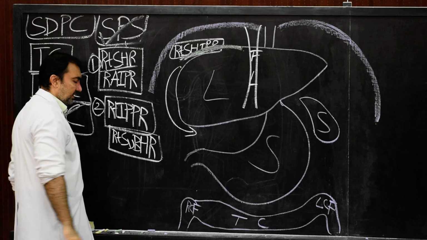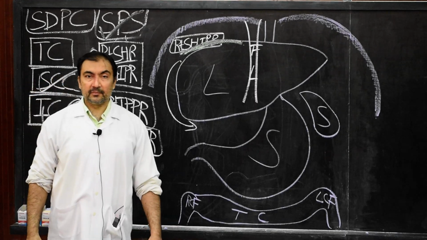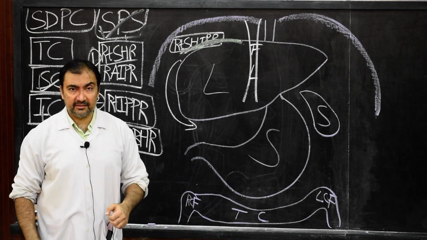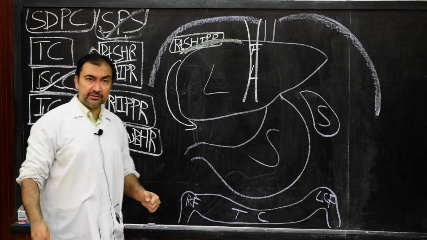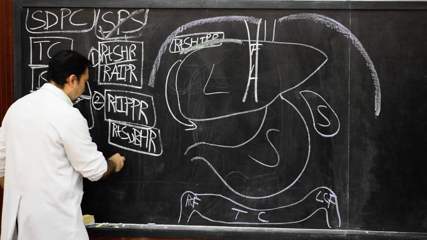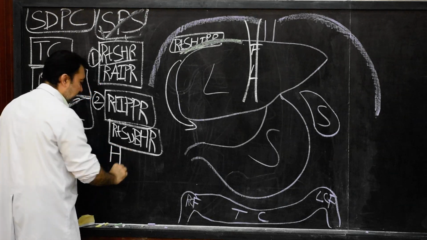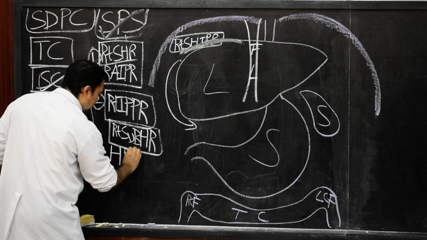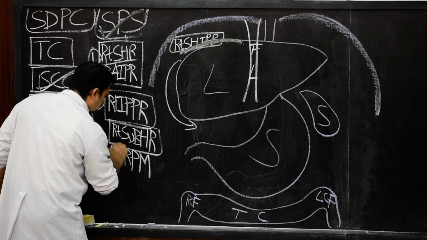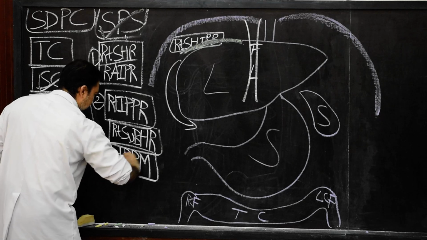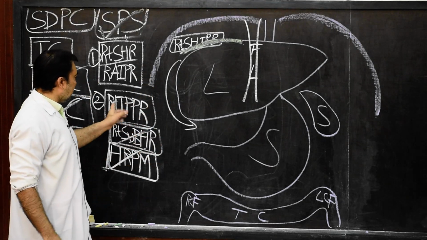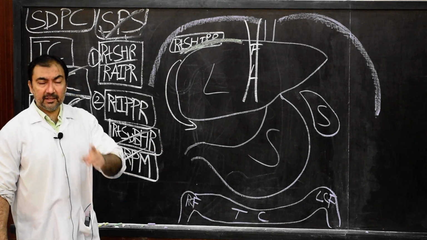The right subhepatic recess, or the right posterior intraperitoneal recess. This recess is also known as, now comes the most important terminology, the hepatorenal pouch of Morrison. The hepatorenal pouch of Morrison, or the right subhepatic recess, or the right posterior intraperitoneal recess.